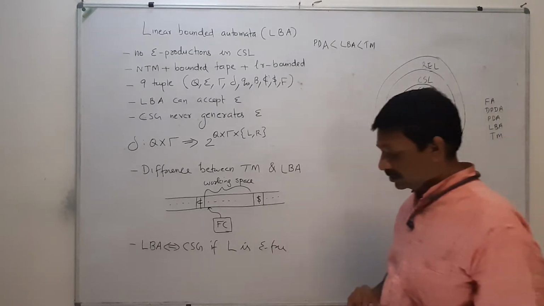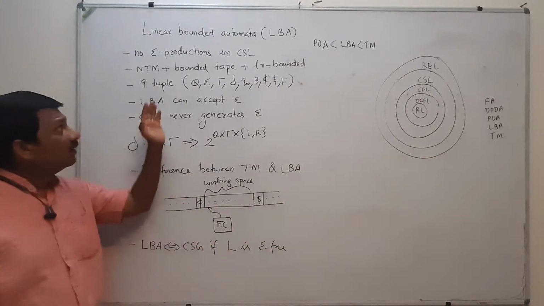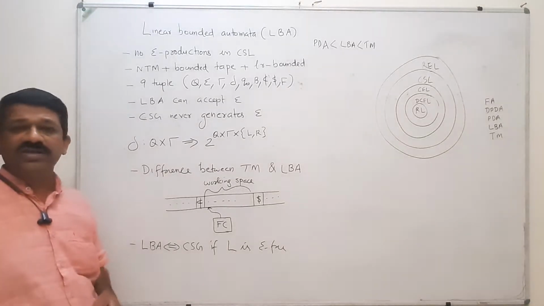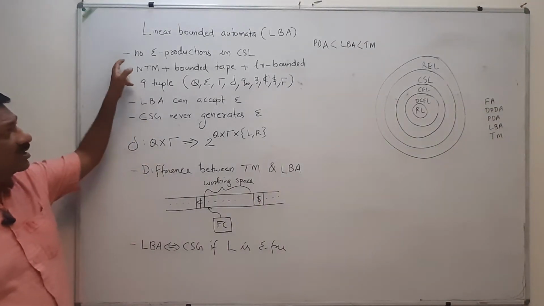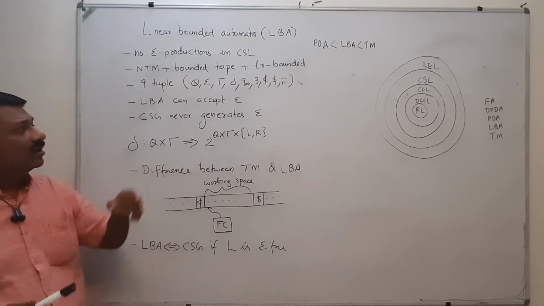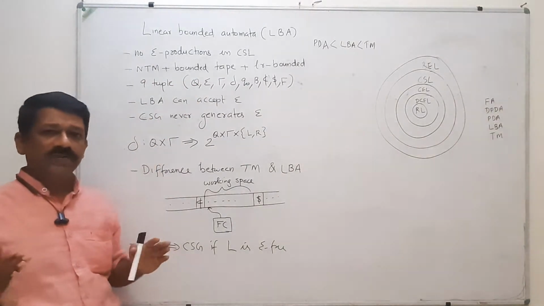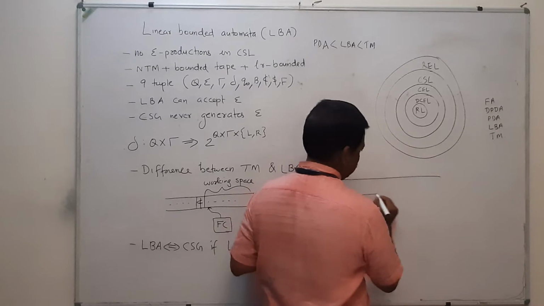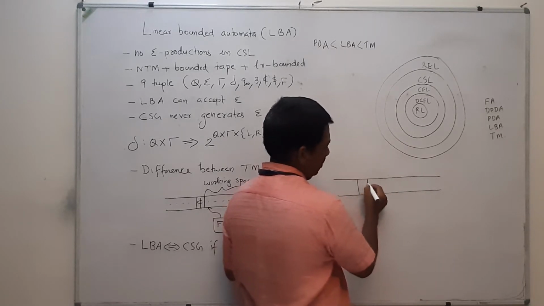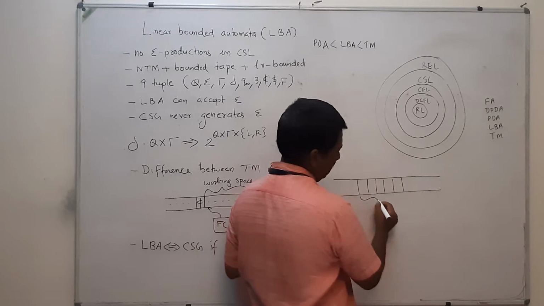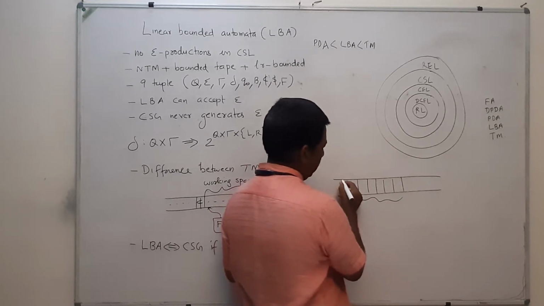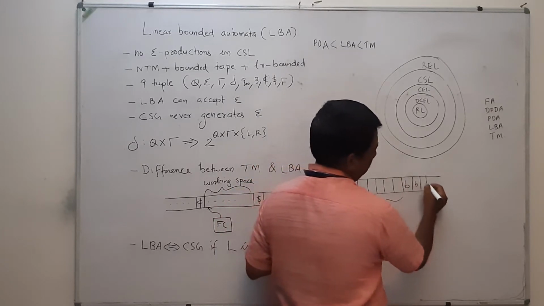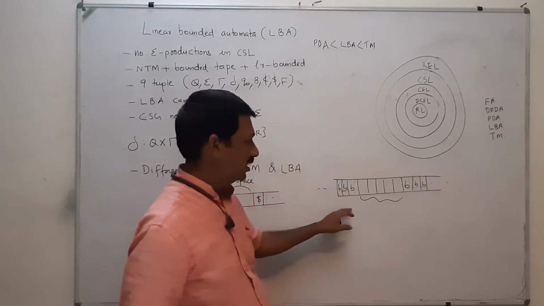Now we are going to discuss what a linear bounded automaton is. A linear bounded automaton is actually a non-deterministic Turing machine. Suppose that you have a non-deterministic Turing machine, and suppose that your input is printed here, with blank, blank, blank, etc. to the left, and blank, blank, blank, etc. to the right.